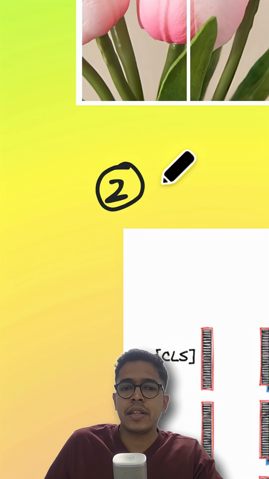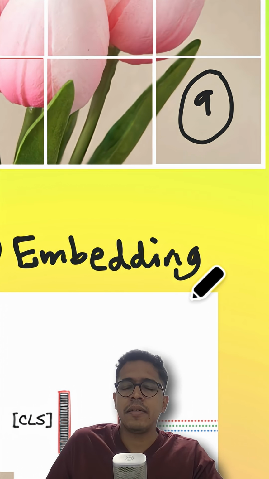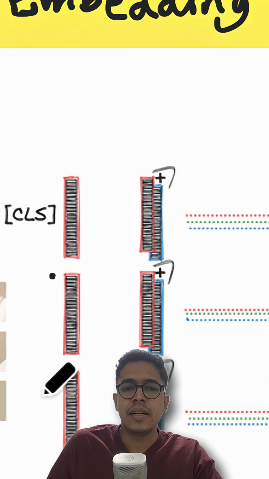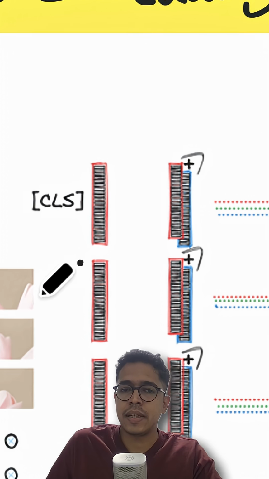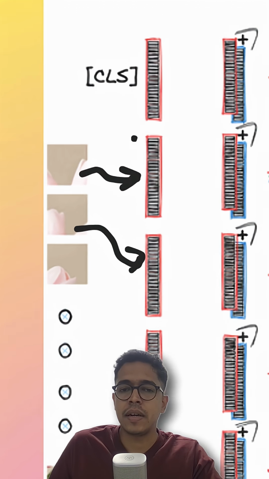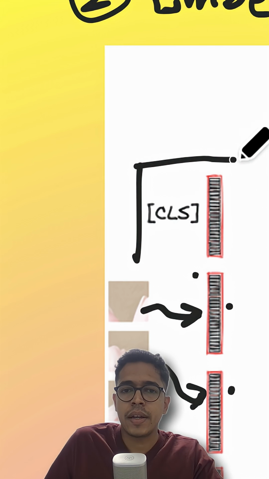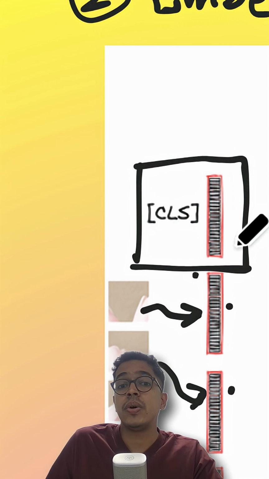And in this architecture, the very first step is called embedding. So there is an embedding block in the vision transformer architecture where each patch is converted into corresponding vector representation. So this is the first patch converted, second patch converted, and then this is the last patch converted. But in addition to these vector representations, you also see an extra token here, which is the classification token. So it is appended at the very beginning of these set of tokens.